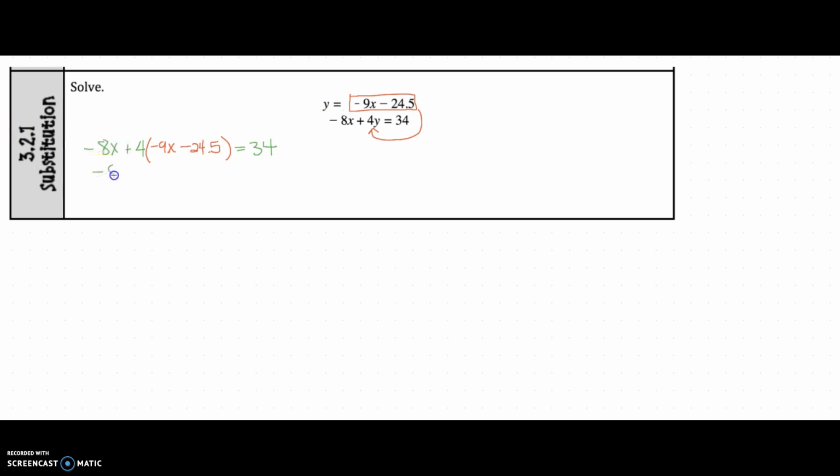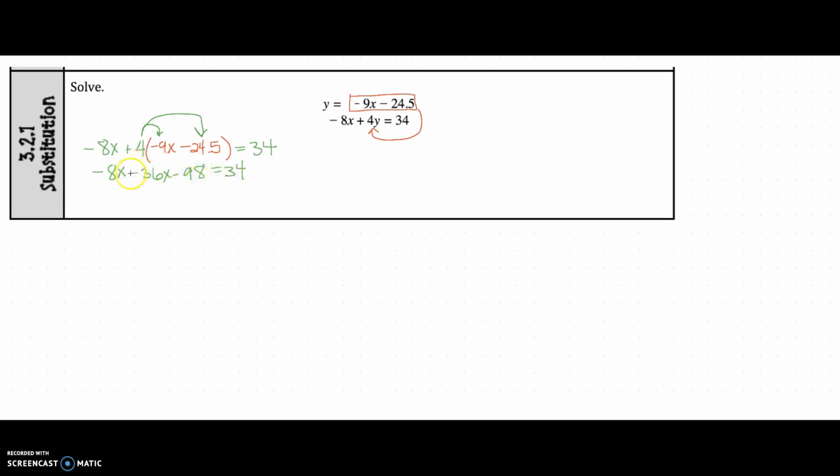So nothing's happening with the negative 8x, but then I do want to distribute this 4. So 4 times negative 9 should give me negative 36x. And then 4 times negative 24.5 should give me negative 98. And then I still have equals 34.